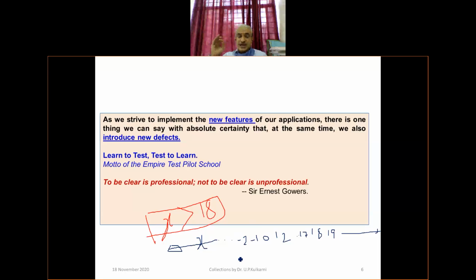Please look into one technique we call equivalence partitioning. For example, x greater than 18 is one partition. Whether I take 19, 20, 21, 22, 100, 200, 10,000, 50,000, whatever it is, they should produce the same effect because they are all greater than 18. Are you getting it? So I call it one partition.